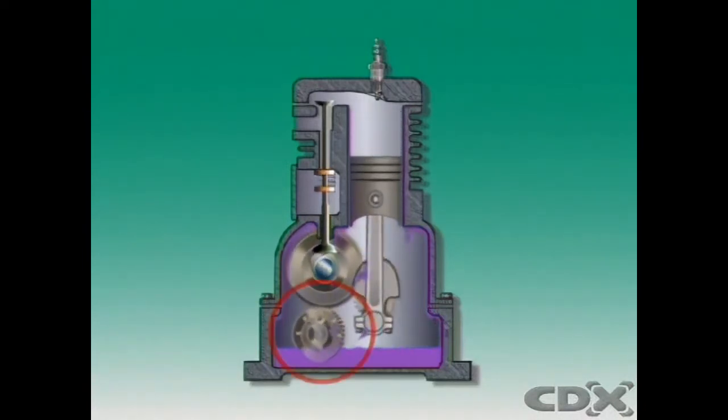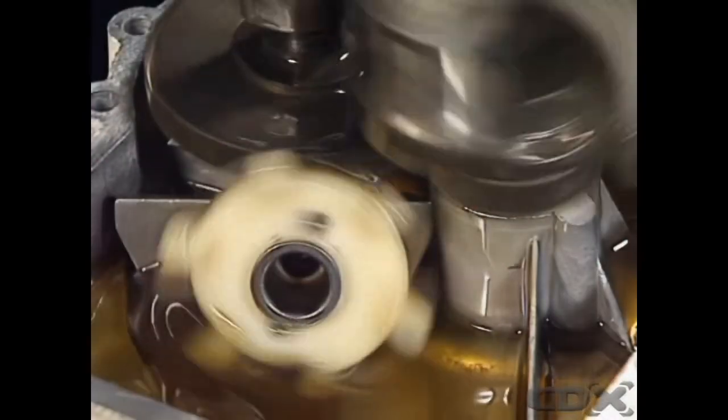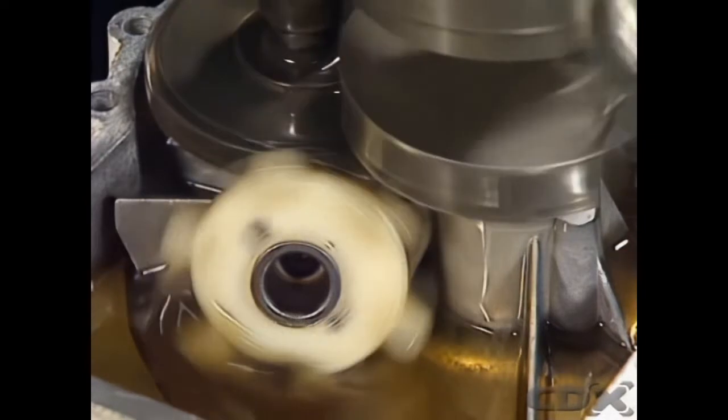Alternatively, an oil slinger can be driven by the camshaft. A similar system is used in most small vertical crankshaft engines. Oil is also splashed up to the valve mechanism.